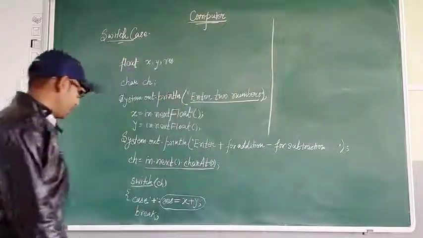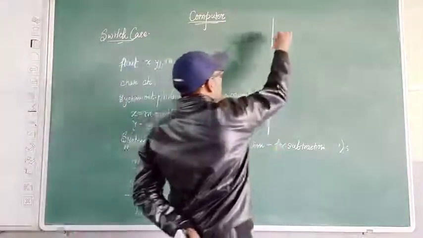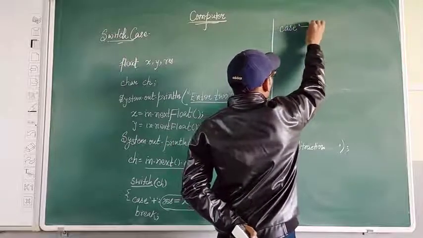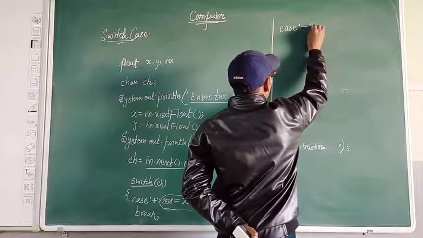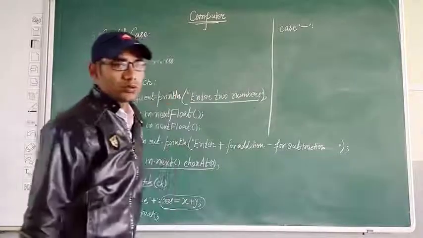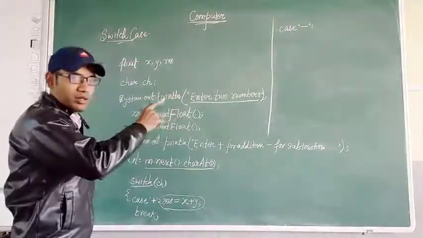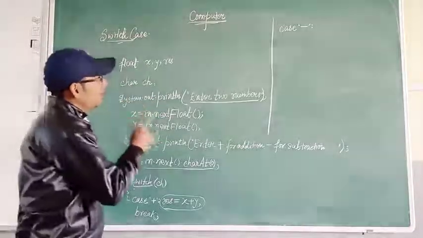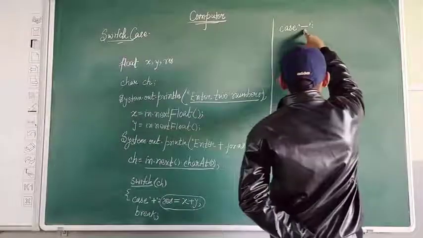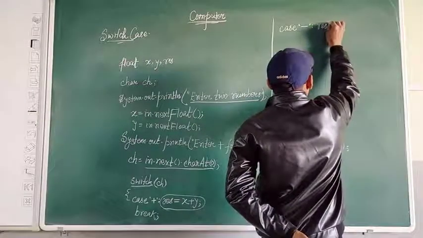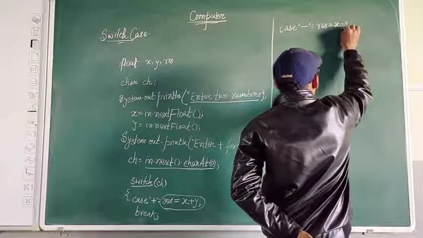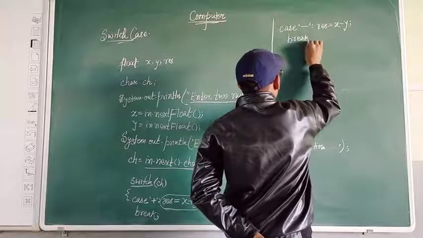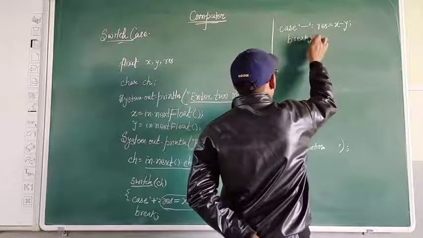Now, case plus is over. Now comes the next case. What am I supposed to do? If the user feeds the minus symbol, then that minus will be matched with this minus, and what is to be done? Result is equal to x minus y, correct. And after that, break. Clear? Semicolon sign is mandatory.